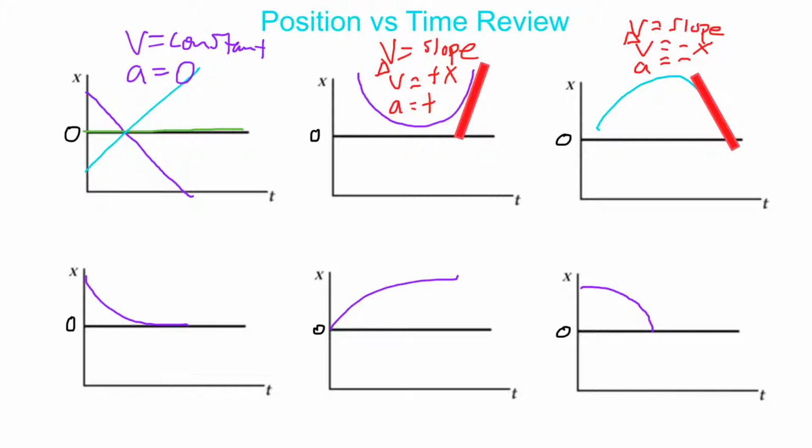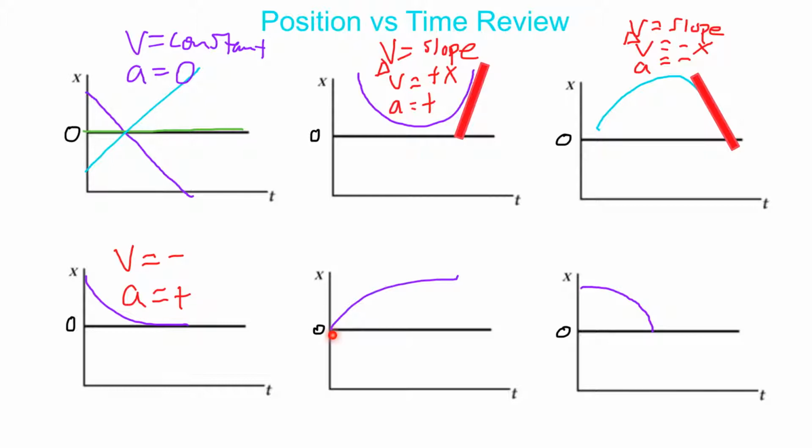Well, on a position versus time graph, the velocity is the slope, and we have a downward slope. So the velocity here has to be negative. What can we say about the acceleration? The acceleration here is part of an upward facing curve, so that means that the acceleration here is positive. It's speeding up.